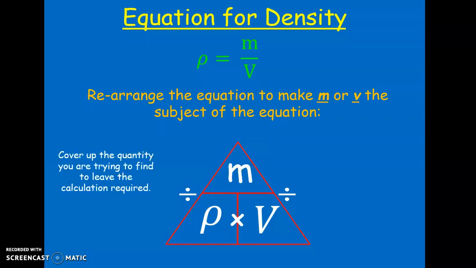You cover up the thing that you would like to find. So in this scenario, if I want to find the mass, I cover the mass, and I'm left with density times volume. How about if I want to find the density? Well, you'll notice, cover density, and it's mass divided by volume. What about if I want to find the volume? Cover volume, and it's mass divided by density equals volume.